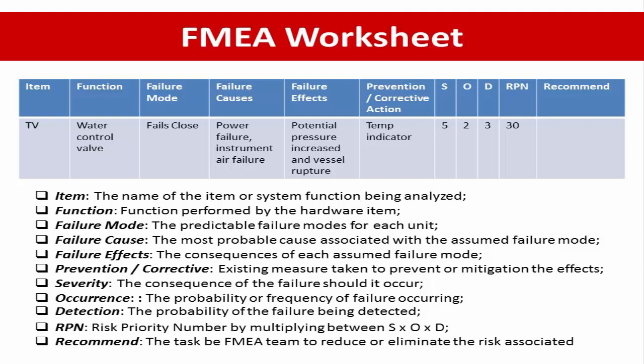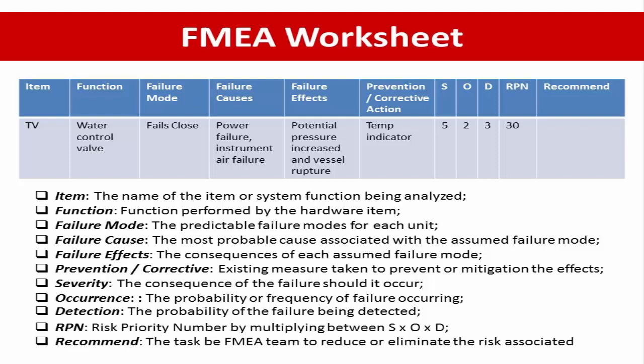Identify the failure cause. The most probable cause associated with the assumed failure mode will be identified and described. A failure mode may have more than one cause. Failure effect: the consequence of the assumed failure mode on item operation, function, or status. The failure under consideration may affect several system level components, subsystems, or system. Prevention, corrective action: existing measures taken to prevent or mitigate the effect.